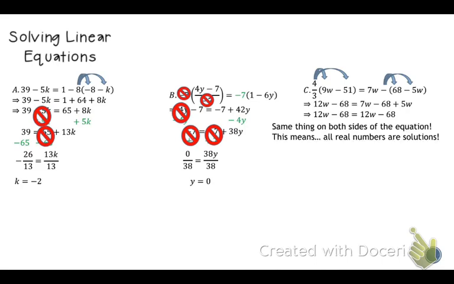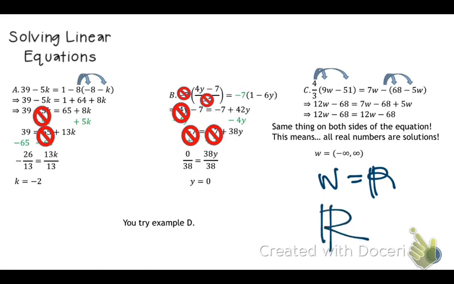Wait, that's the same thing. So that's the same thing on both sides. This means that all real numbers are solutions. So we could plug in any number and you'll get the same exact thing on both sides. So that means that w is negative infinity to positive infinity. You could also write that as w equals all real numbers. That's like, it's just an R with 2 lines. Okay, this one's a little bit better than that one.